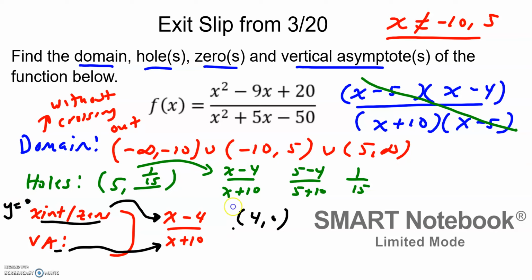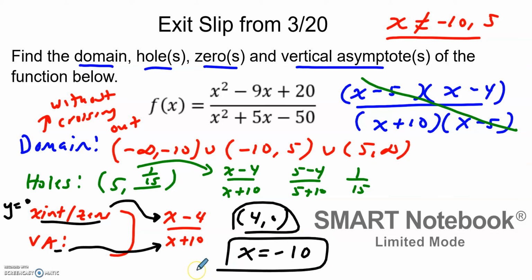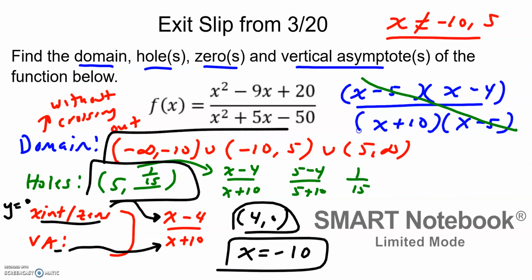The vertical asymptote represents the line you can't cross. Because we know that x cannot be negative 10, the vertical line we can't cross is x equals negative 10. So here were the answers that I was looking for on the exit slip. It would be a good idea to go back and look to see if your answers were correct or incorrect on your exit slip, to see if this video can clarify anything for you.